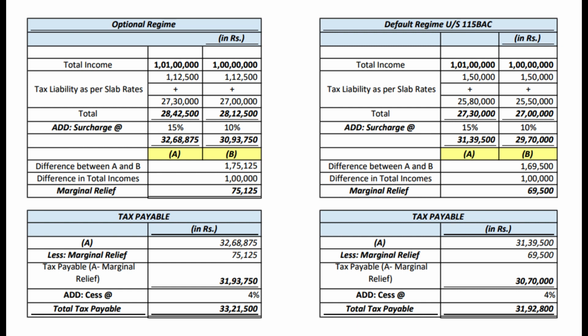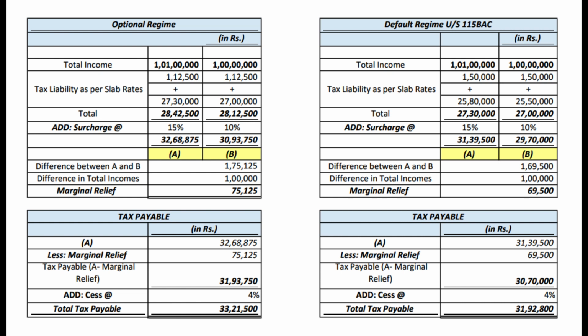Now, let us take one more example where the total income of the assessee is rupees 1 crore 1 lakh. Under the optional tax regime, the assessee is paying the tax as follows. This tax will be computed as rupees 1,12,500 plus 1 crore 1 lakh minus 10 lakh into 30%. That is, the amount will be 27 lakh 30,000.